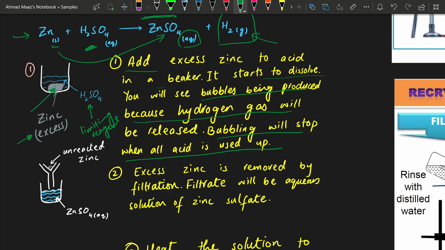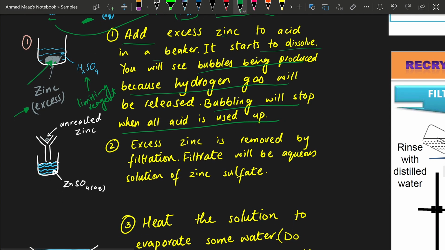When all the sulfuric acid has been used up, the reaction will stop. And obviously you'll have some zinc as residue because not all the zinc will be used up. Zinc is in excess, and the sulfuric acid will be used up. Sulfuric acid will finish, and then the reaction will stop. This unreacted zinc, the zinc that was in excess, we will filter off. Excess zinc is removed by filtration. The filtrate will be an aqueous solution of zinc sulfate. Now we know that whatever is left behind is zinc sulfate solution, and there are no traces of sulfuric acid.